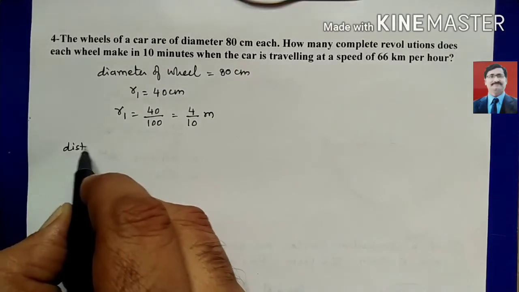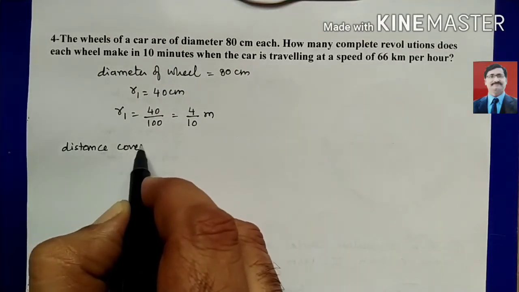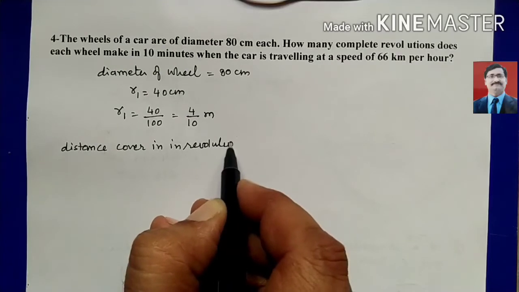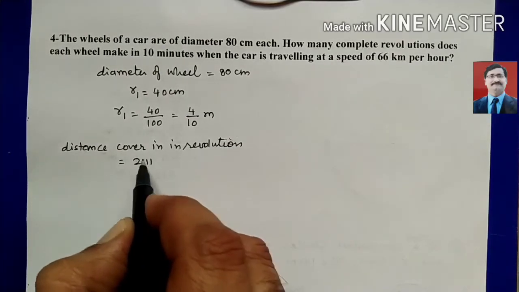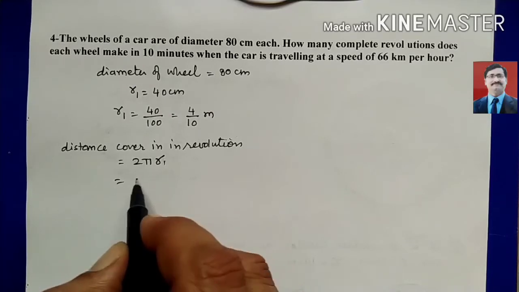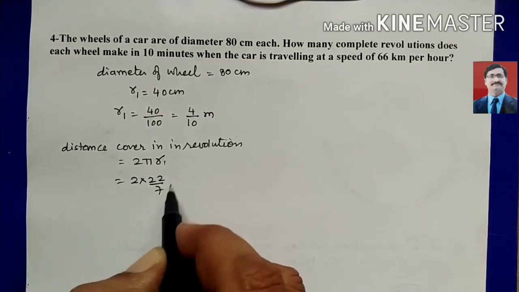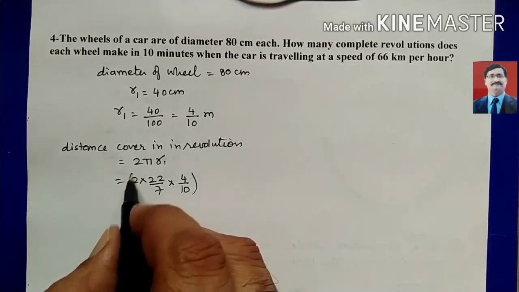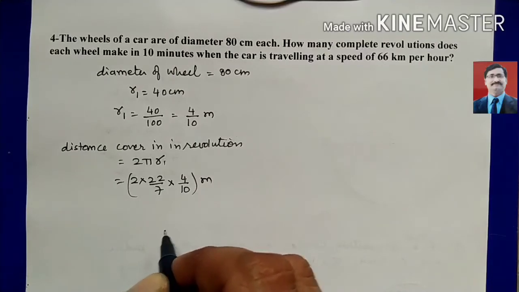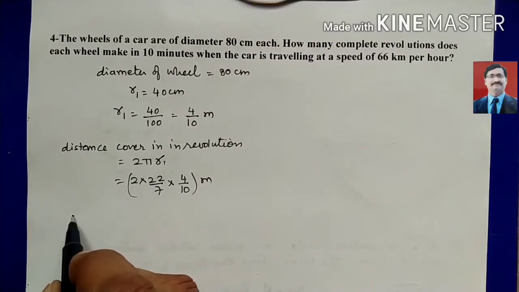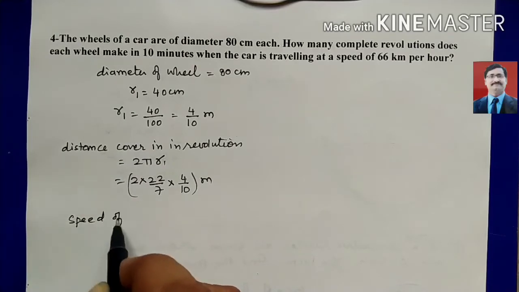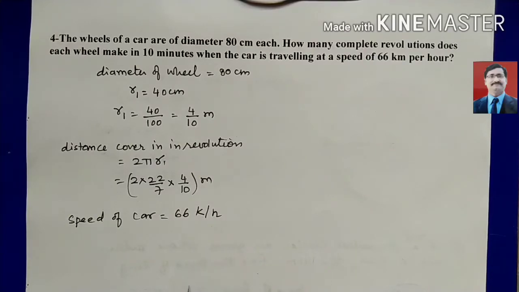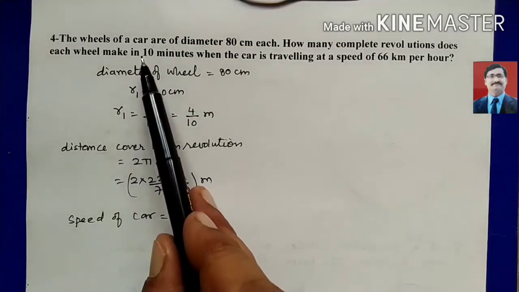Distance covered in one revolution is equal to 2 pi r, and 2 pi is 22 by 7 and r is 4 upon 10. So in meters we have the distance. Now the speed of the car is given to us. The speed of the car is given as 66 km per hour. Now we have to find the distance covered in 10 minutes.